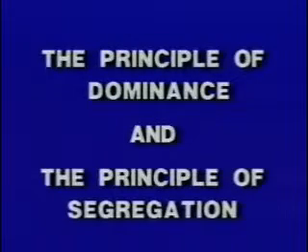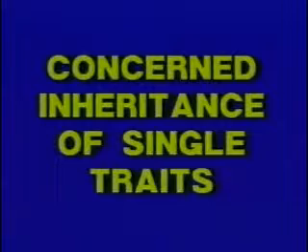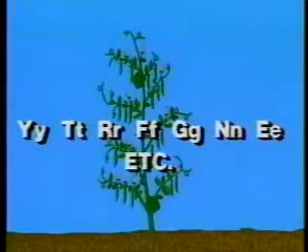The first two principles, the principle of dominance and the principle of segregation, were concerned with the inheritance of single traits. However, the pea plant has many traits. How do you think the results would be affected if two or more traits were studied at the same time? Would the number of appearances of one trait, such as green seed color, have an effect on the number of appearances of another trait, such as the height of the pea plant?